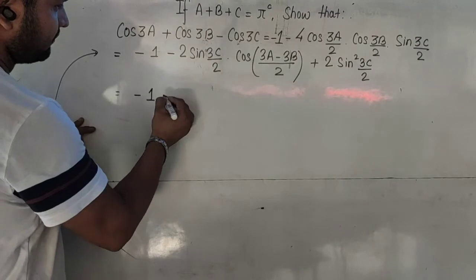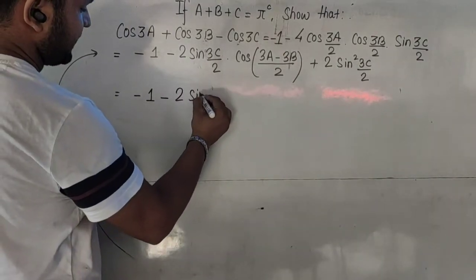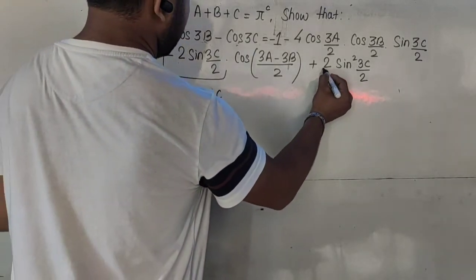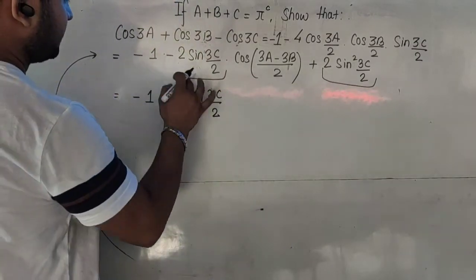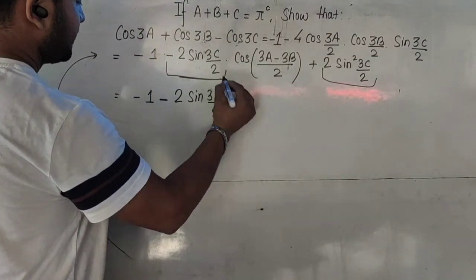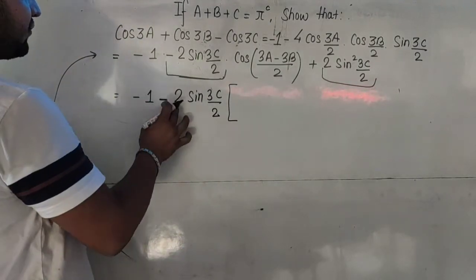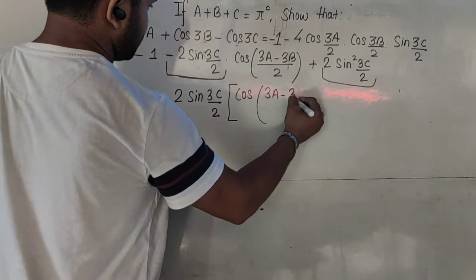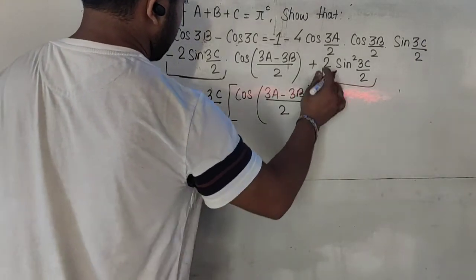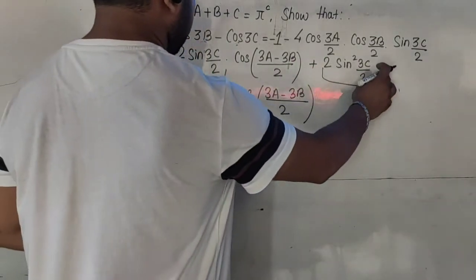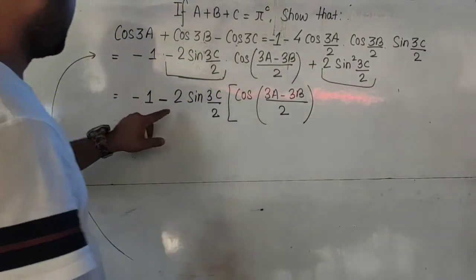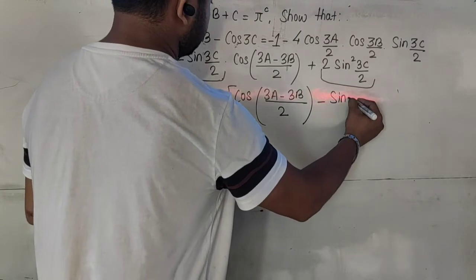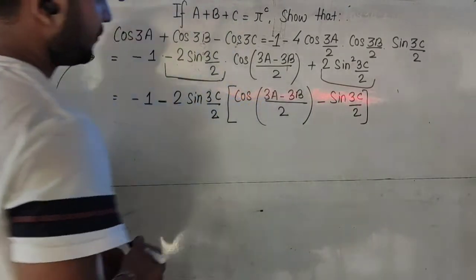I have minus 1 here. I can take this 2 sine 3c by 2 common. I have here minus 2 sine 3c by 2, and here you also have 2 sine square 3c by 2. So I am taking this minus 2 sine 3c by 2 common. So I can open the bracket now. You have already minus 2 sine 3c by 2 common here. So the thing that you have left here is cos of (3a minus 3b) by 2, and from this plus 2 sine square 3c by 2, we have taken minus 2 sine 3c by 2. So what we have left here is minus sine 3c by 2. So we are here now.